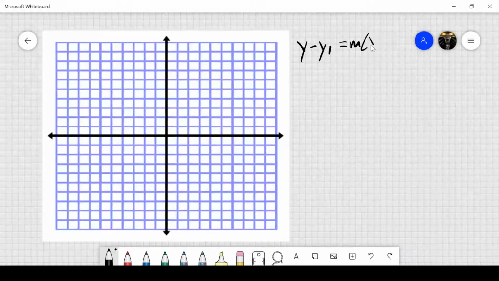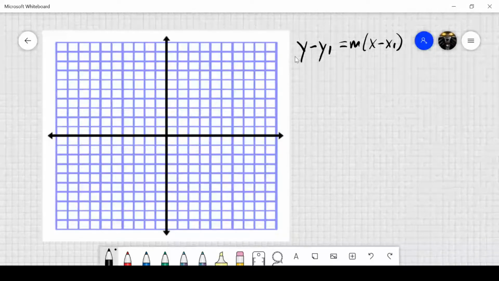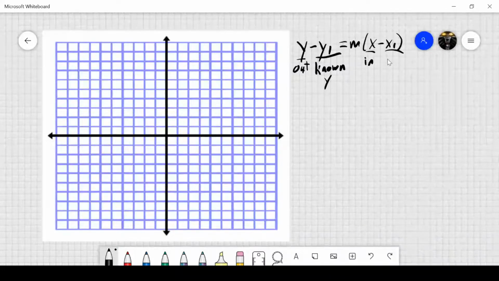That is not supposed to be a triangle, guys. So what does all this mean? Okay, so the y and the x are the same thing. They are our output and our input. The y1 and the x1 are a known y and a known x. That means we've been given a point that is not our initial value that we actually know.